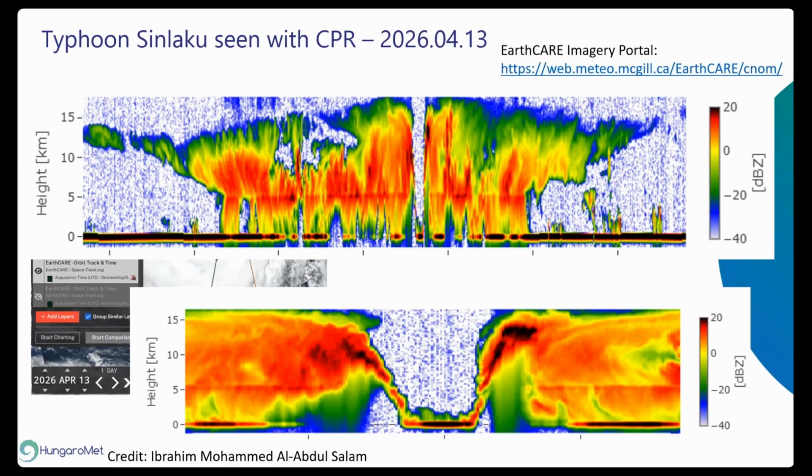There is a very nice imagery portal of EarthCARE, for which I put a link here, because you can look at, I think even near real time, what EarthCARE can see, and you can also go back in time and look at these images.